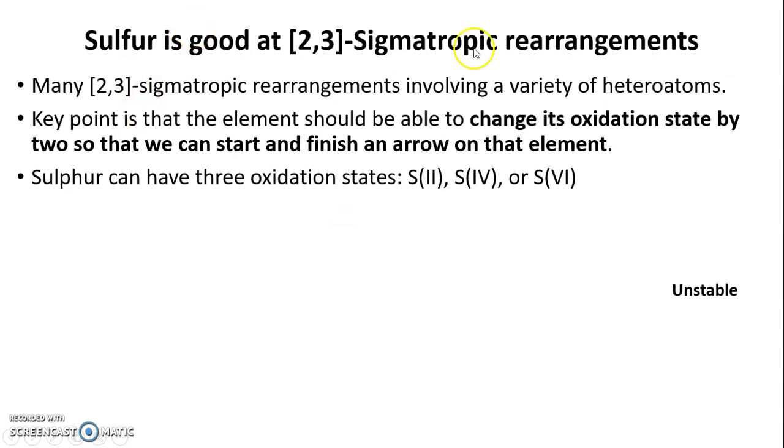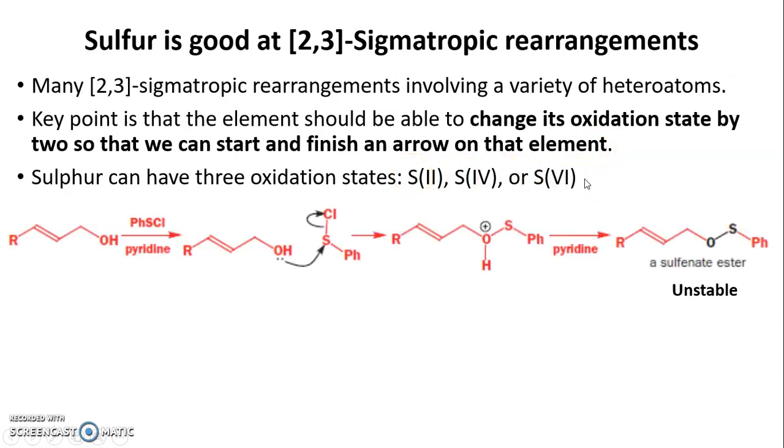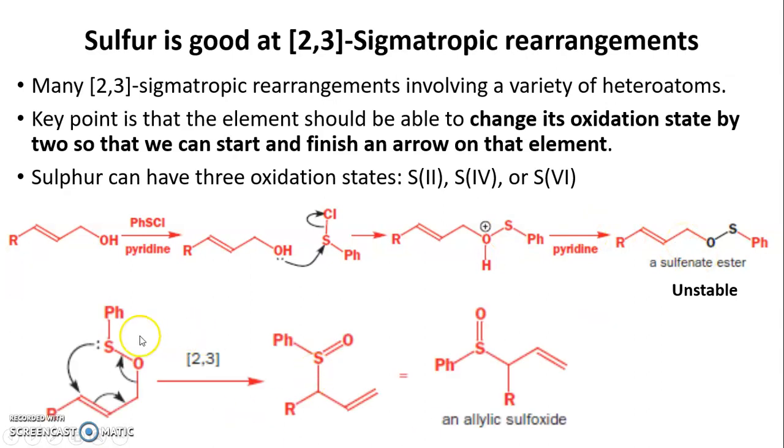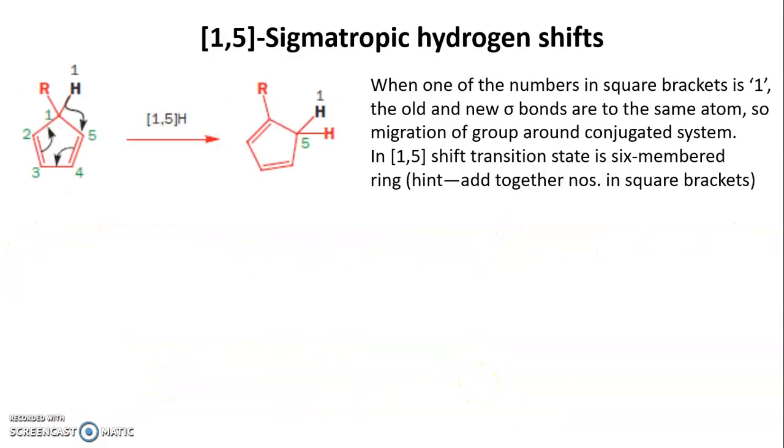Sulfur. Sulfur is very good at 2,3 sigmatropic rearrangement. Why? Because it can change its oxidation state by 2, so that we can start and finish an arrow on that element. It can have 2, 4, 6 oxidation states. So this is the unstable sulfinate ester which is formed, and this sulfinate ester, if you arrange it in the proper way, can clearly undergo 2,3 sigmatropic rearrangement to form an allylic sulfoxide.